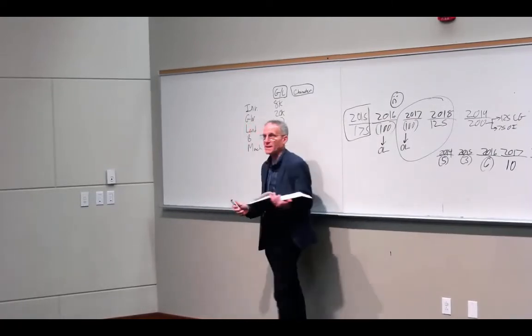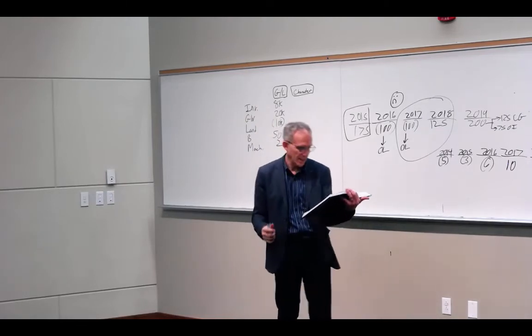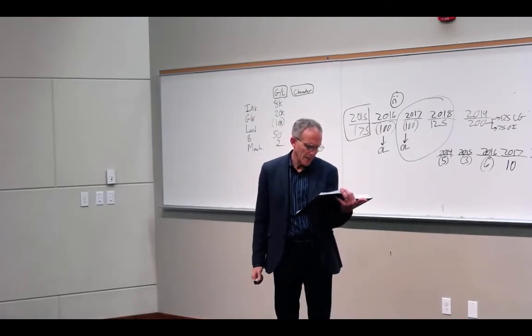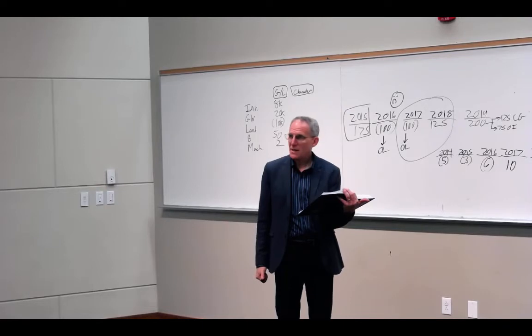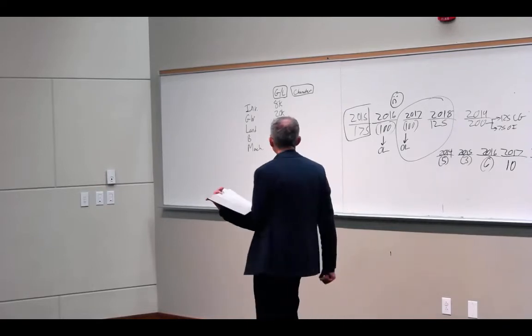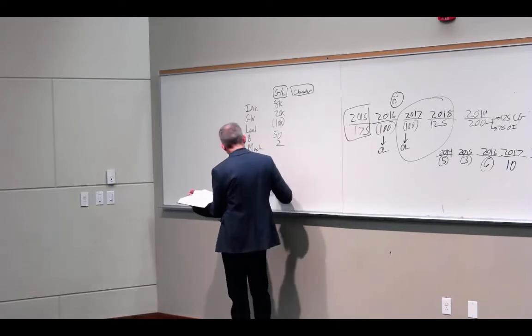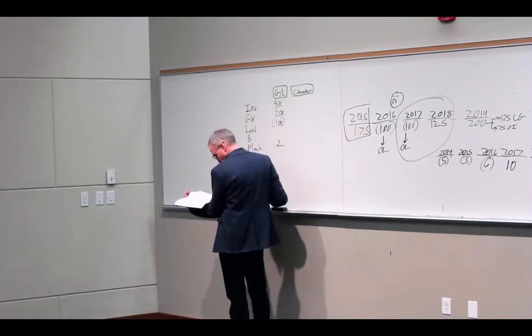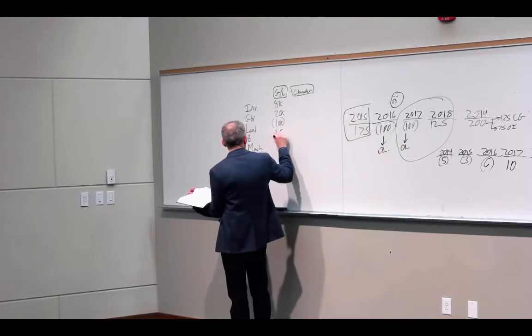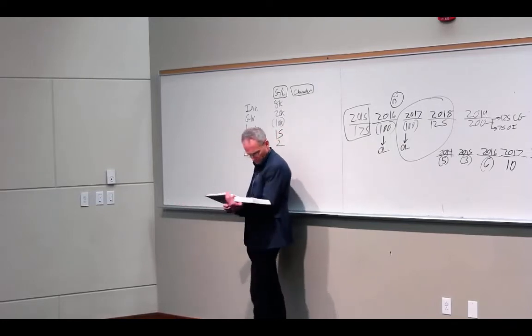Under 1001, we take the amount realized less the adjusted basis, and the building should be 15. The building is 15, that's right. I don't know where you got 50, because I just wrote down 15. All right, 15. Okay?